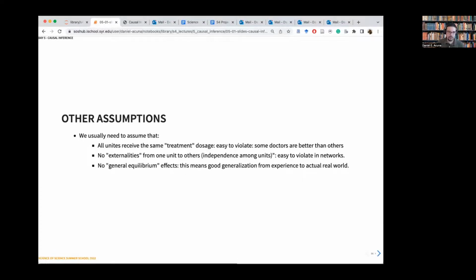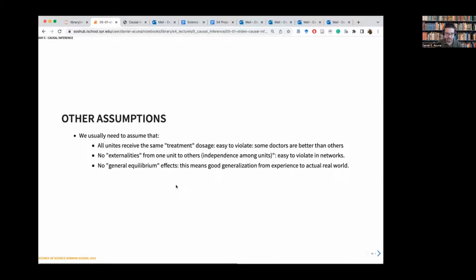Now, we usually need to make other assumptions that are perhaps more philosophical, that all units receive the same treatment dosage. Let's say if someone gets chemotherapy, they will receive the same benefit as another unit, like another person. But that's not true, because some doctors are better than others, and maybe you need to control for the doctor as well. There are no externalities.